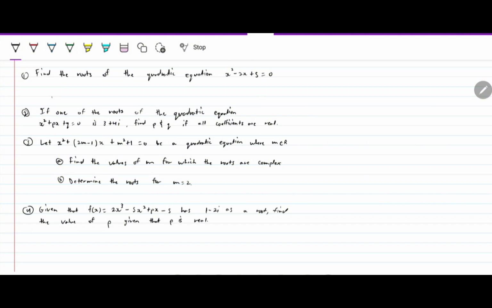It's important for you to have an understanding of the relationship between the roots and coefficients of both quadratic as well as cubic equations. I would have talked about the quadratic equations in my previous video, but the relationship with the cubic equations was discussed in the live sessions.